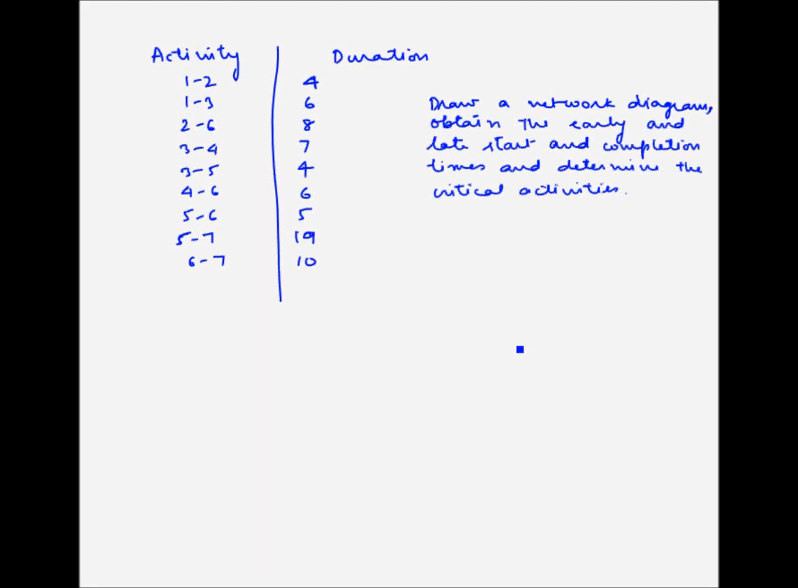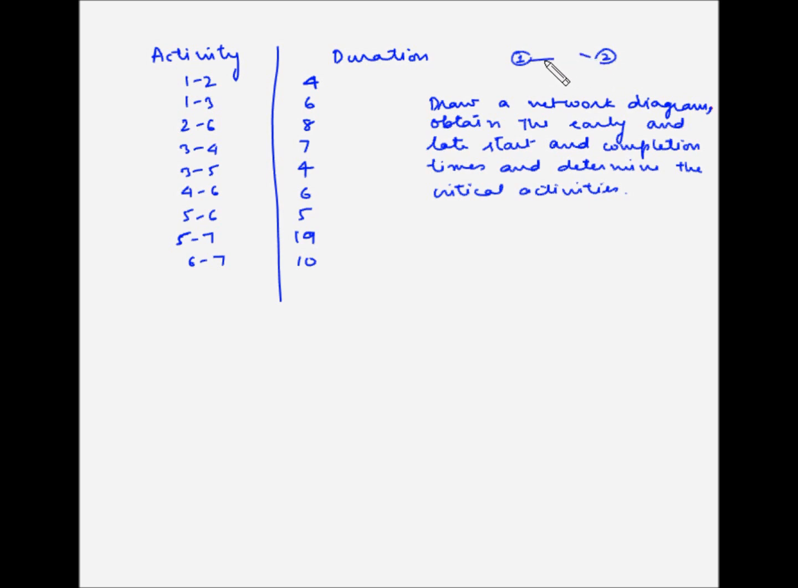Let us look at another example of network analysis. In this example, we have been given the activities in a different format. For example, the first activity, which is 1 to 2, the second is 1 to 3, and so on. So what this means is that the first activity 1 to 2 means that this is the activity which is from node number 1 to node number 2.